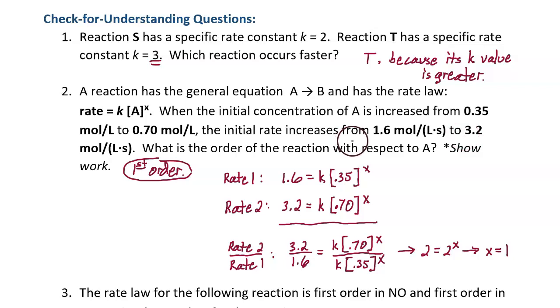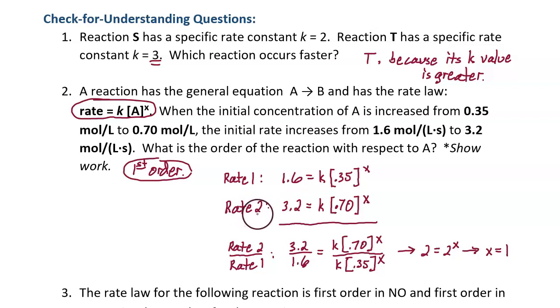The direct relationship between concentration and rate only goes to the first power because the changes are identical, doubling and doubling. To figure this out formally, we can use this general rate law and make substitutions of the actual experimental values. For example, our first rate, I'll call that rate number 1, is 1.6 when the value of A is 0.35. So all I've done is replace the word rate with 1.6 and replace the A with 0.35. I kept the K, I kept the X.